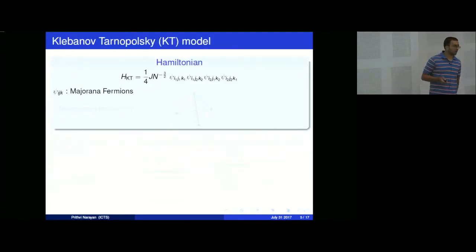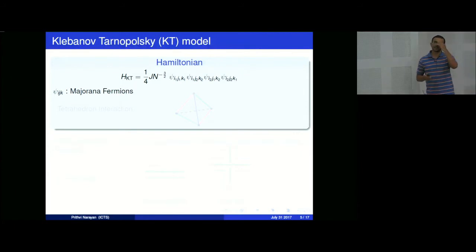Okay, so I'll start with the KT model, the Klebanov Tarnopolsky model, which was introduced late last year. This is not the first version of the model. This is slightly simpler, but appeared months later. So this is the Hamiltonian. This is a set of fermions. Fermions carry 3 indices. They're Majorana fermions, to be precise. And this coupling constant is chosen such that this theory has a good large n limit with finite J.